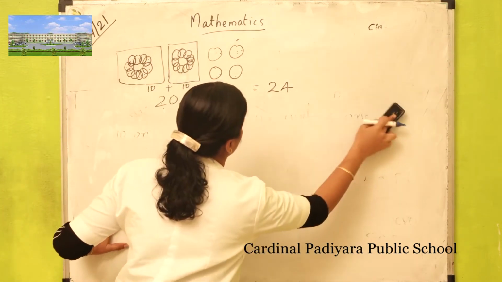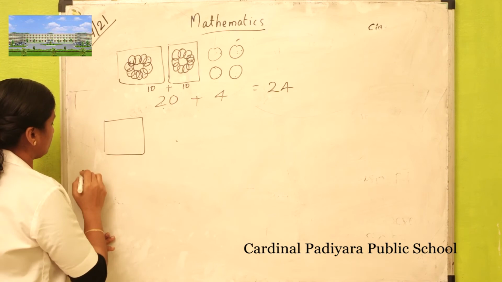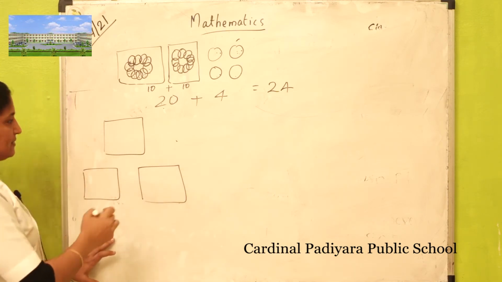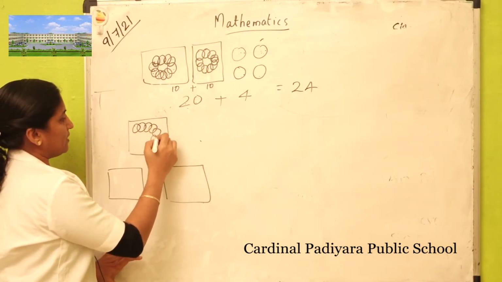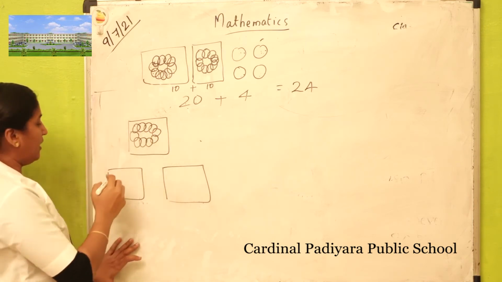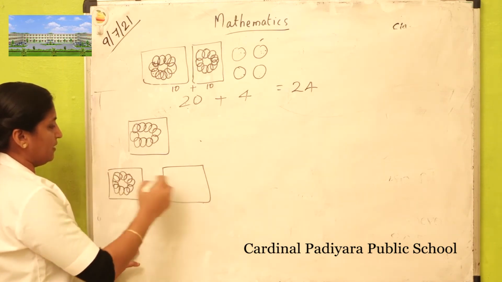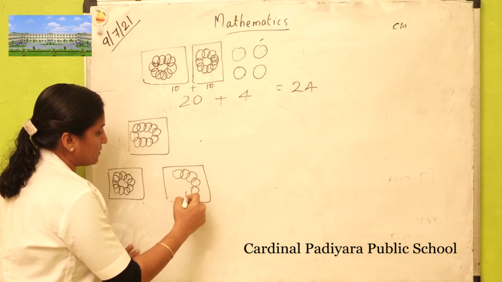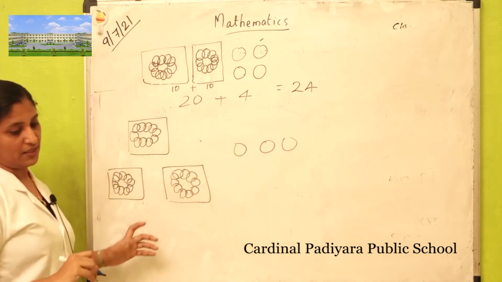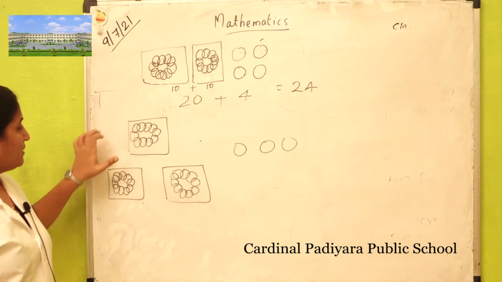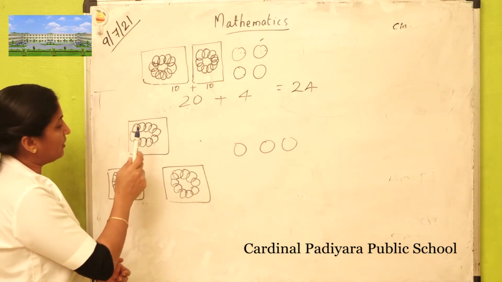Then next box. Look at this next box. 1, 2, 3 boxes. 3 boxes. Then this box 1, 2, 3, 4, 5, 6, 7, 8, 9, 10. 10 in the first box. 1, 2, 3, 4, 5, 6, 7, 8, 9, 10. Then 1, 2, 3, 4, 5, 6, 7, 8, 9, 10. Then 3 loose rings. How many tens are there? 1 ten, 2 tens, 3 tens. Which color ring is this? Blue color.